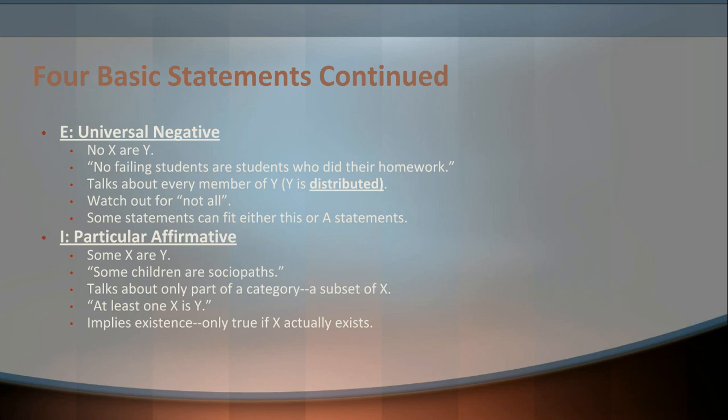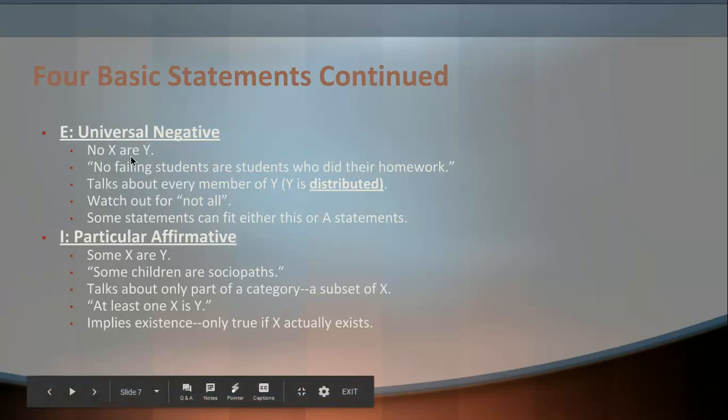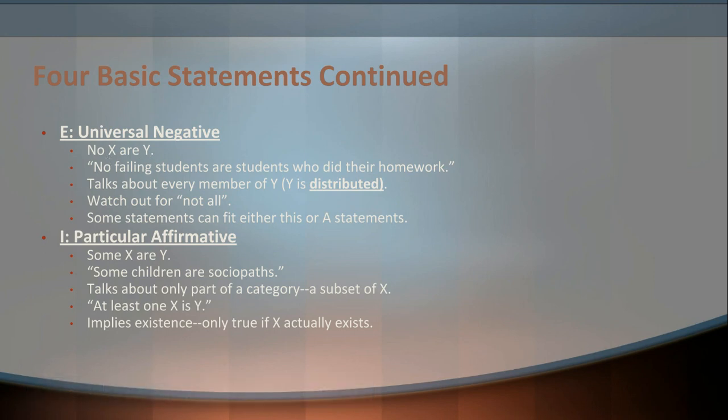So the universal negative, the E statement, says that no X are Y. No things in category X are also in category Y. So it actually distributes things about category Y, and this actually got left off the slide, but it also distributes, that is, it also talks about every member in X, because it's essentially saying these two groups, X and Y, do not overlap at all. And so it's a statement about every member of each of those groups.